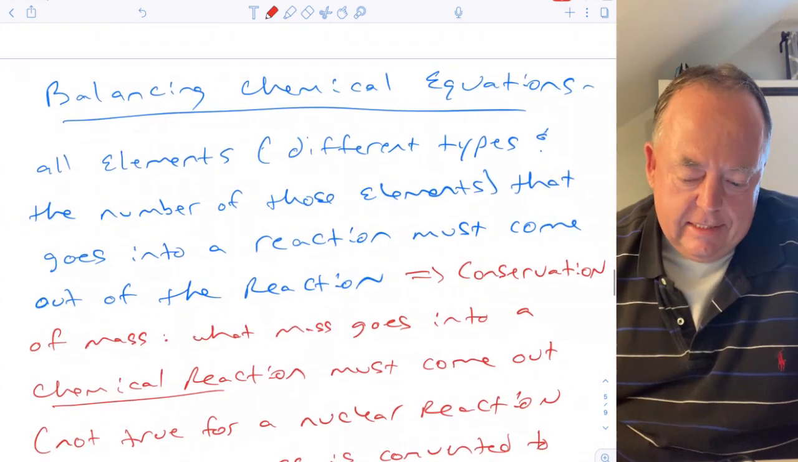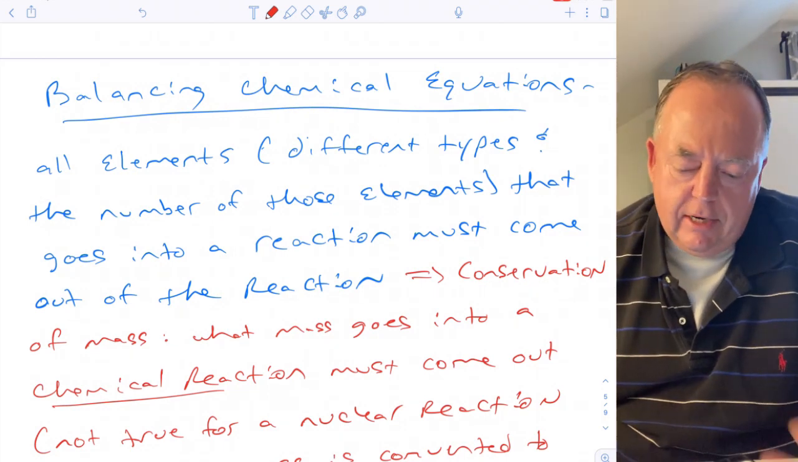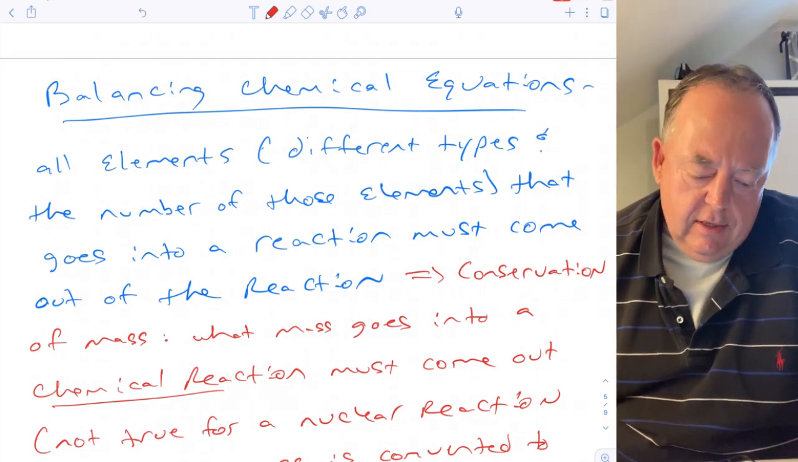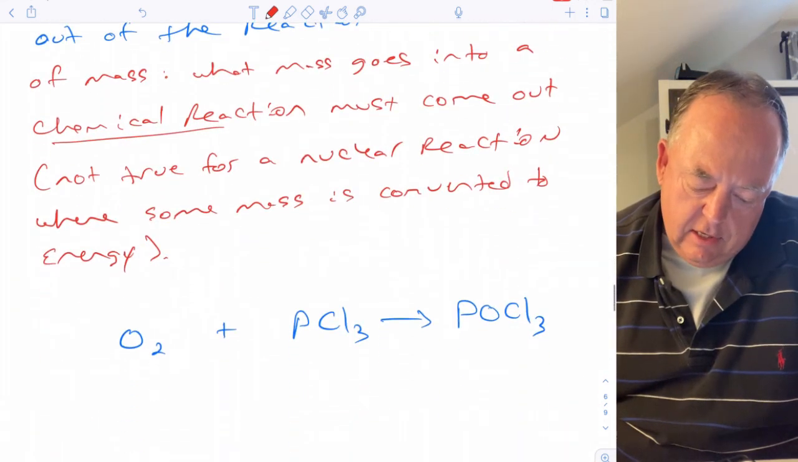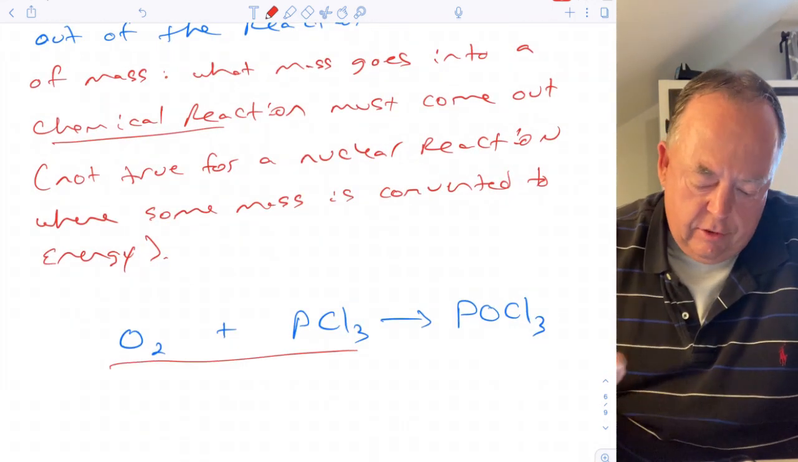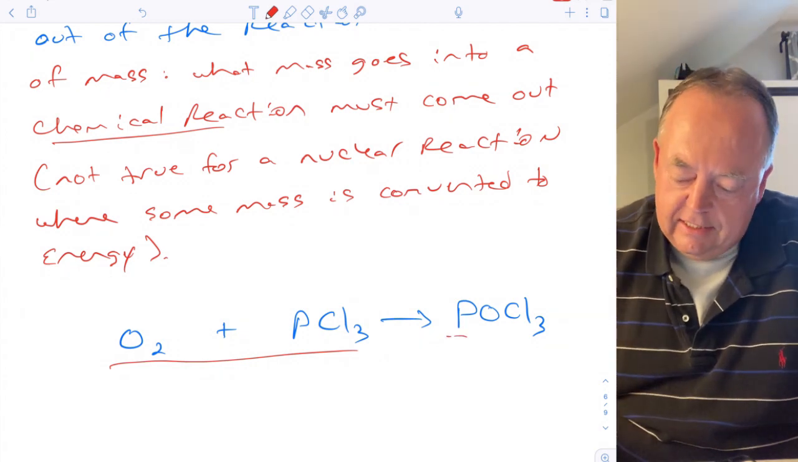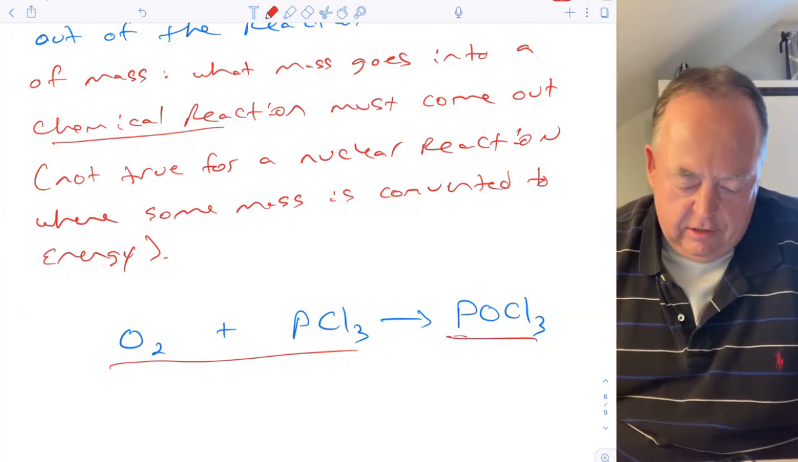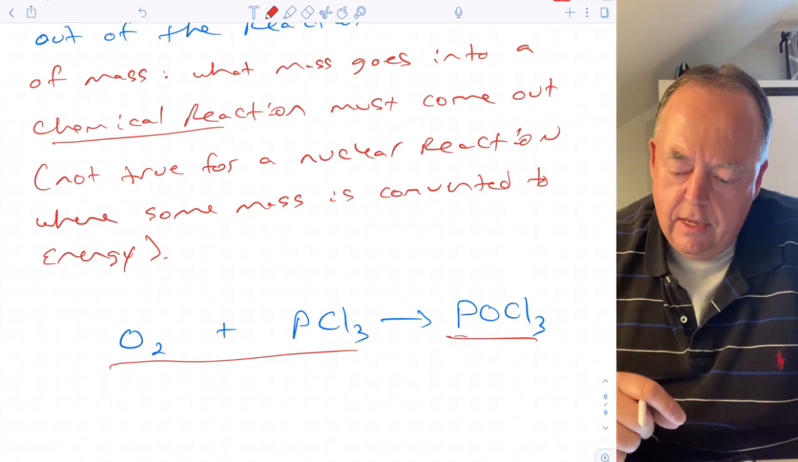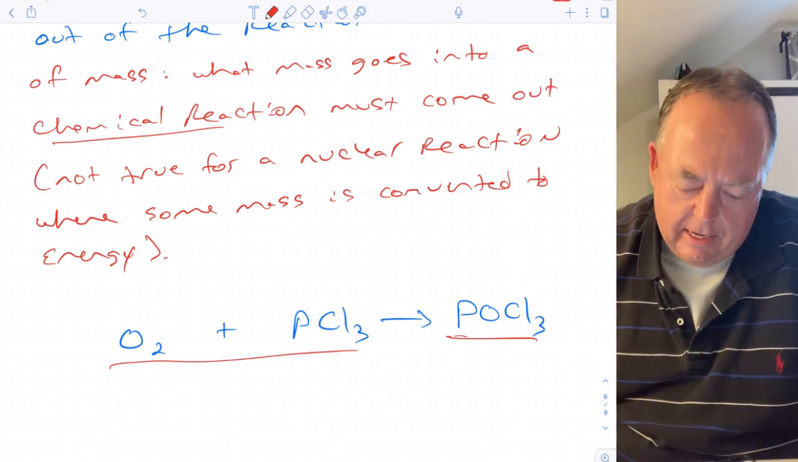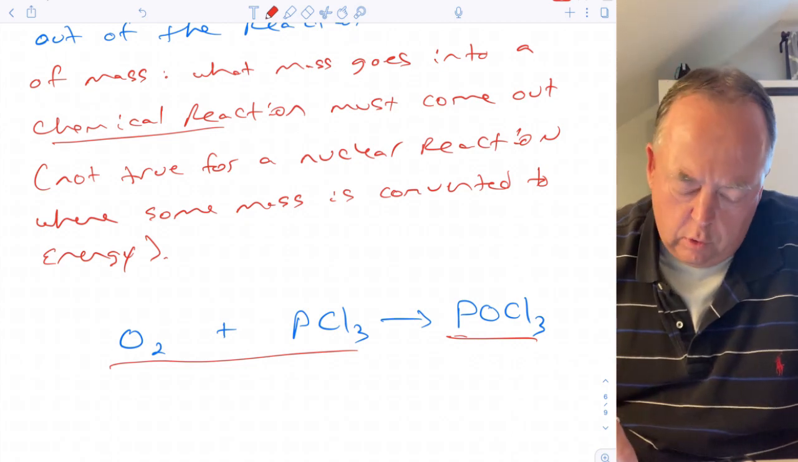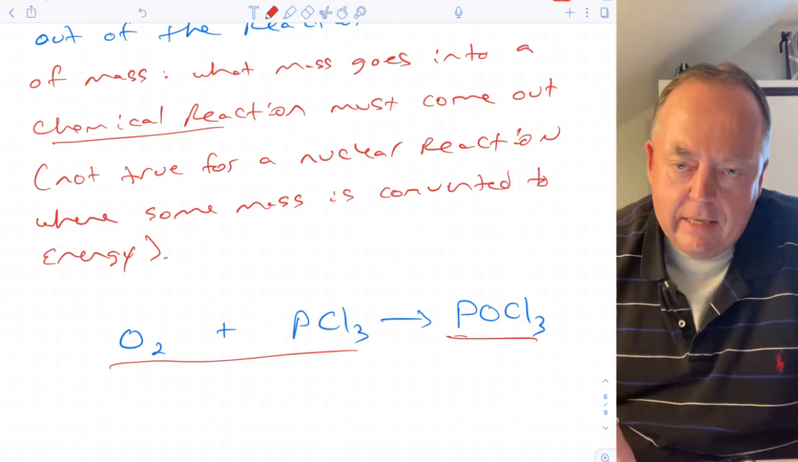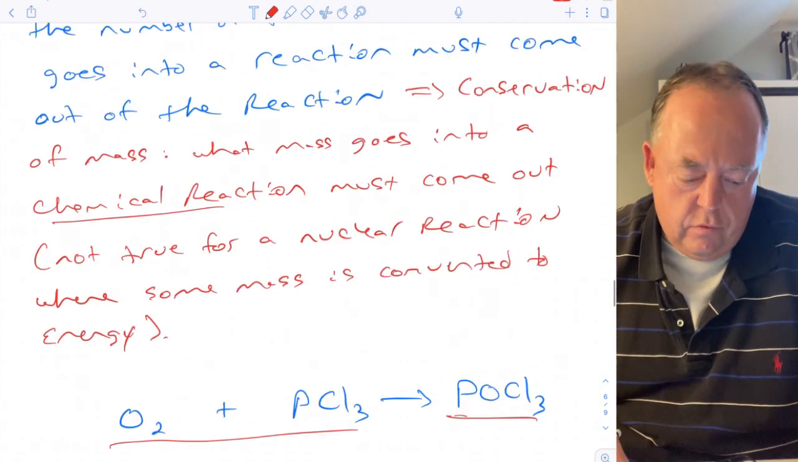Okay, and then the last thing that we want to do in this lecture is show you how to balance chemical equations. So basically what balance means is that all of the elements and numbers of elements that go into a reaction have to come out of a reaction. So however many oxygens you put in, that's how many oxygen atoms have to come out. However many phosphorus atoms go in, that's how many have to come out. However many chlorine atoms go in, that's how many have to come out of the reaction.